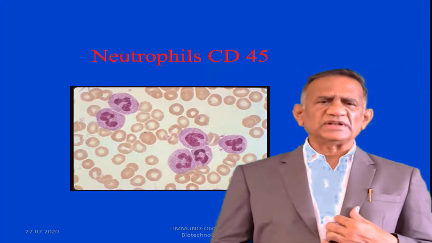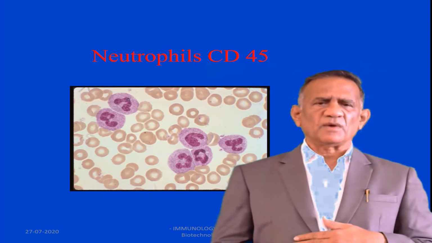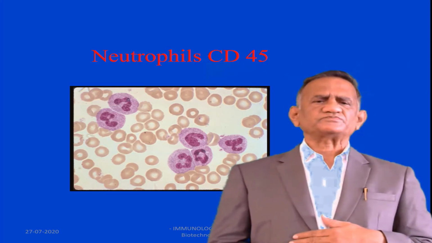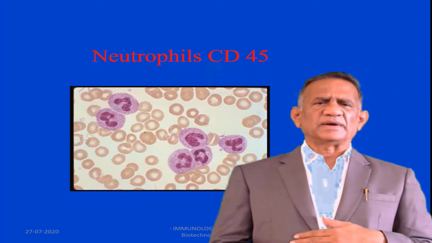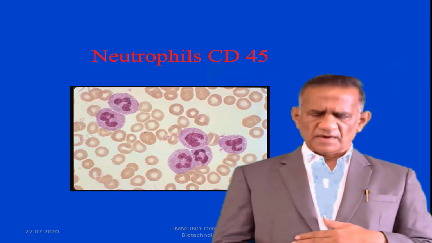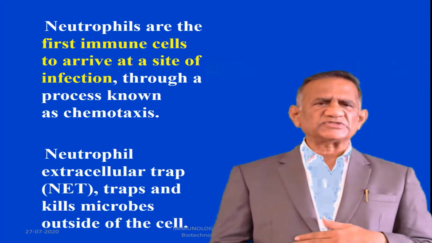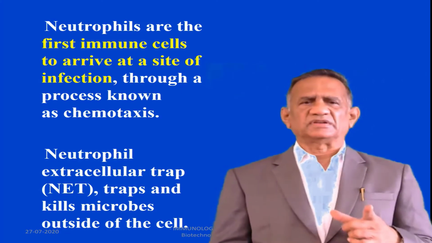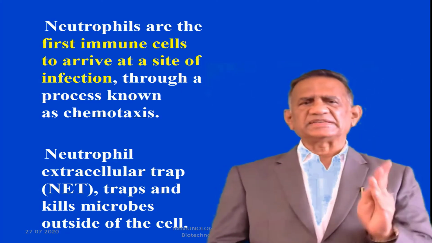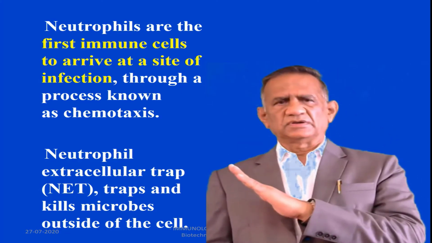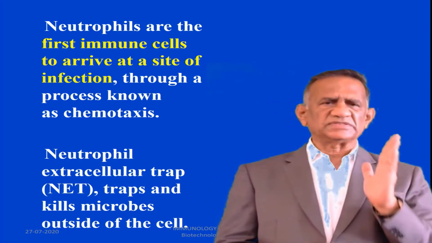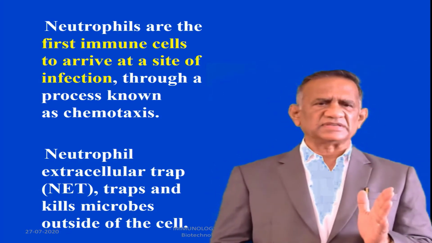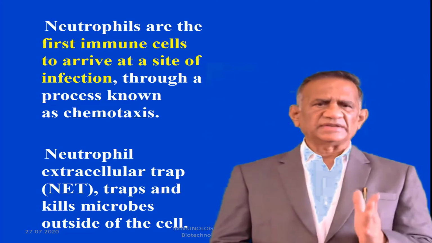So these are the neutrophils. The neutrophil has a polymorphic nucleus, that is 3 to 4 lobes, and it has the CD45 marker. And the neutrophils are the first immune cells to arrive at the site of infection. So the B cells, T cells, NK cells come at a later stage. To begin with, there are the neutrophils, that is the first one, like dendritic cells. They come into the site of the infection.